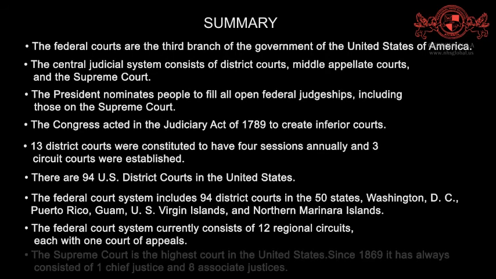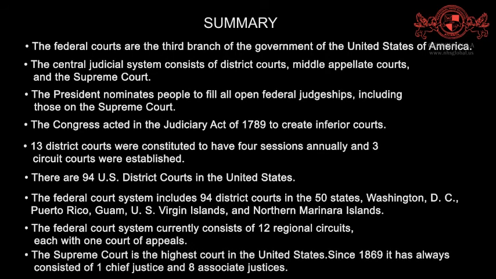There are 94 U.S. district courts in the United States. The federal court system includes 94 district courts in the 50 states, Washington, D.C., Puerto Rico, Guam, U.S. Virgin Islands, and Northern Mariana Islands. The federal court system currently consists of 12 regional circuits, each with one court of appeals. The Supreme Court is the highest court in the United States. Since 1869, it has always consisted of one Chief Justice and 8 Associate Justices.